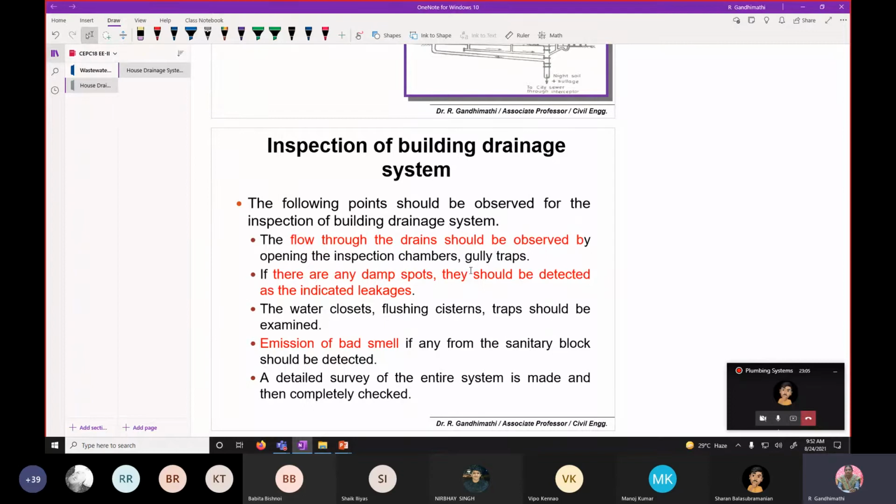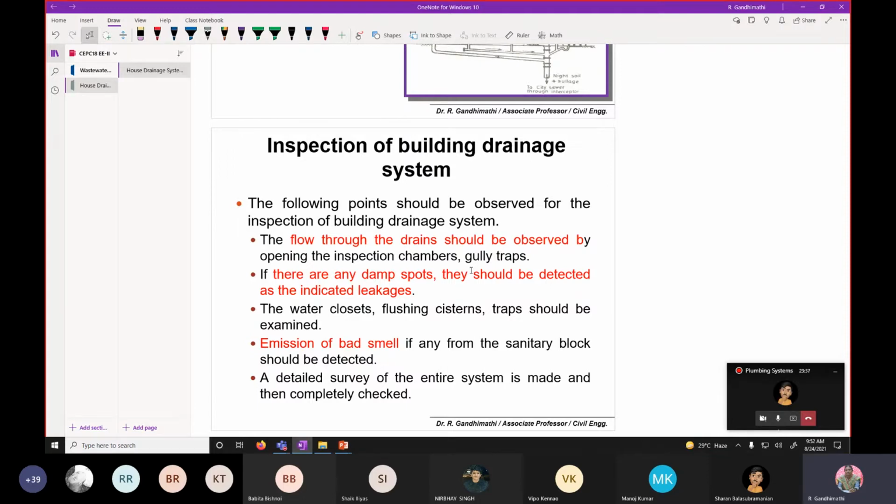Next is the inspection of the building drainage system. Mainly to take care of the building drainage, we should follow certain observations. If you are seeing any leakages, you have to take care. The flow through the drain should be observed by opening the inspection chambers and the lead traps. If there are any damp spots, they should be detected as indicated leakages. The water closets, flushing systems, and traps should be examined.